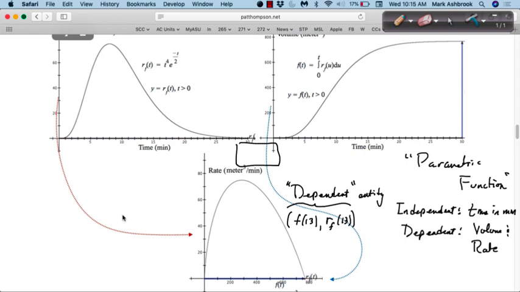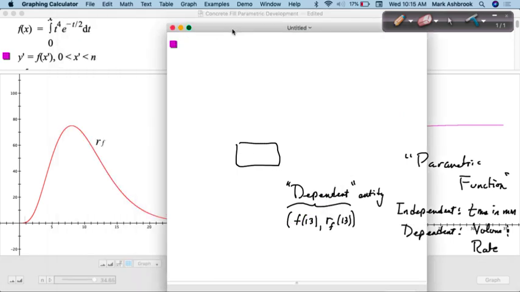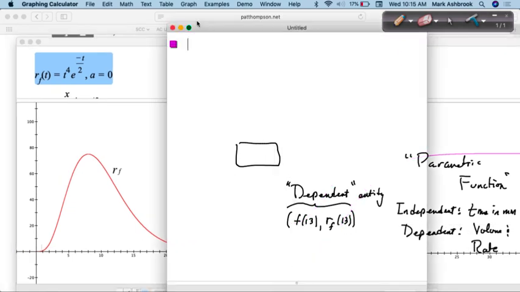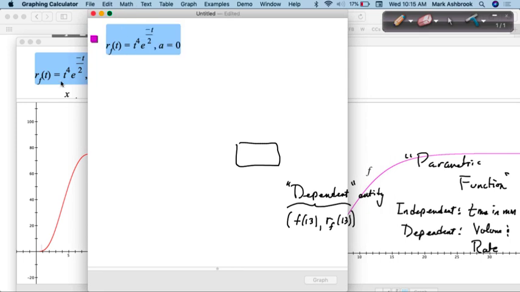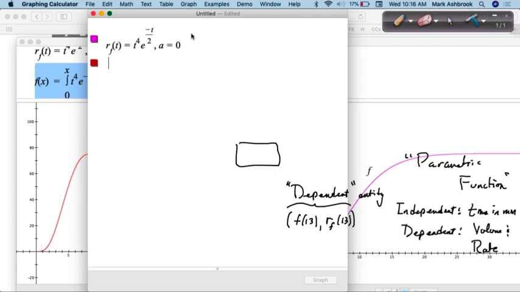So I want to graph this on GC, but I want to now tell GC to graph it parametrically. So let's see how we do that. So we got our function. I'll copy over my functions here. So I got the rate function, and I got my accumulation function. So now I want to graph this parametrically.